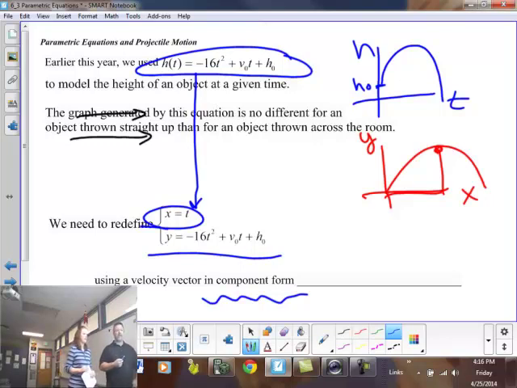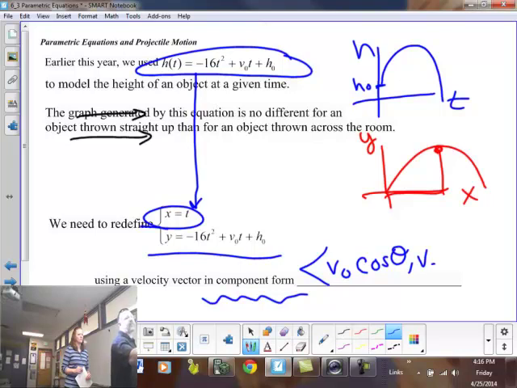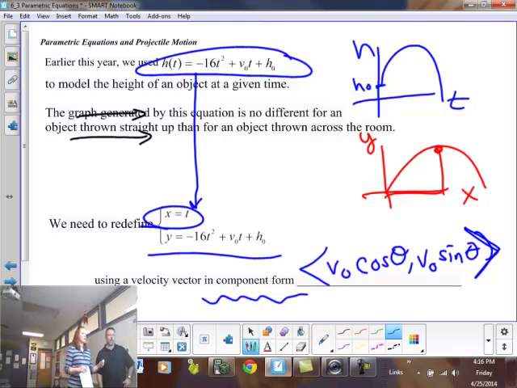Since the velocity itself is really the magnitude of that vector, and the angle at which we launch it can be written as theta, then the component form is going to be v naught cosine of theta, comma, v naught sine of theta. And it's a vector. So we need to talk about our x direction and our x position in terms of this velocity.